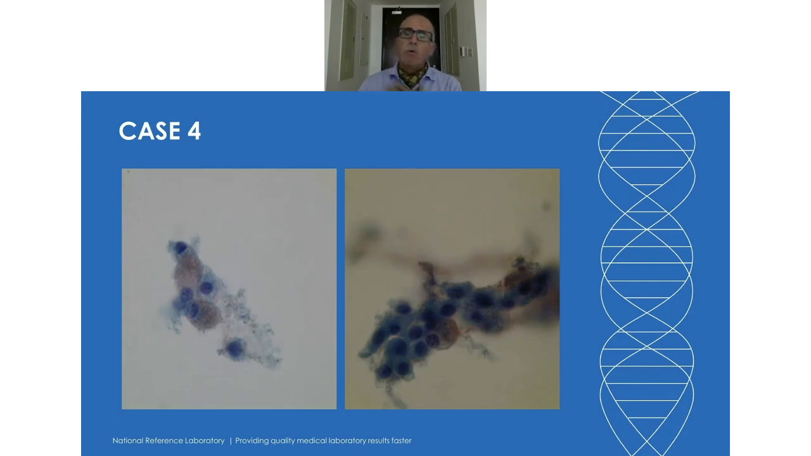So let's open the poll. What do you think about this lesion, please? This is case number 4. Please click on it so we get everyone's opinion. You're much quicker in making up your mind on this case. Yeah, I think the vast majority of you got it right. Some are more cautious. So last 5 seconds.